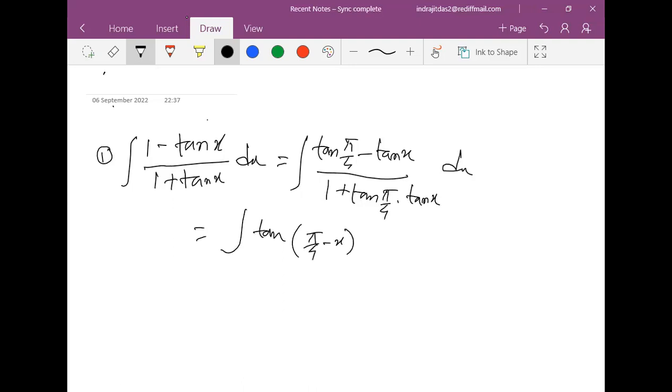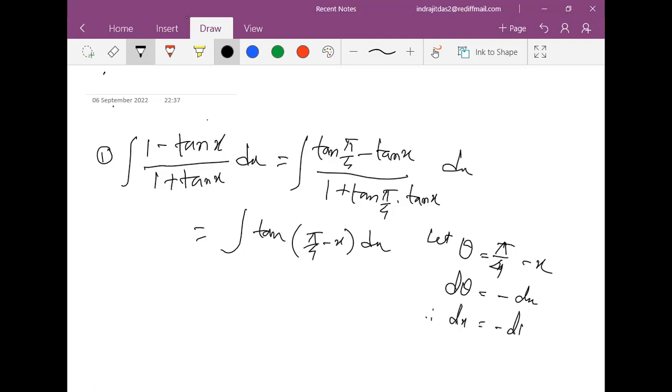So when it is 1 minus tan x by 1 plus tan x, your integration will be tan of pi by 4 minus x. Now, we should not integrate tan of pi by 4 minus x directly, because for tan theta we should have theta as the variable. So substituting theta as pi by 4 minus x, the derivative d theta is minus dx. We have dx here, so dx is minus d theta.